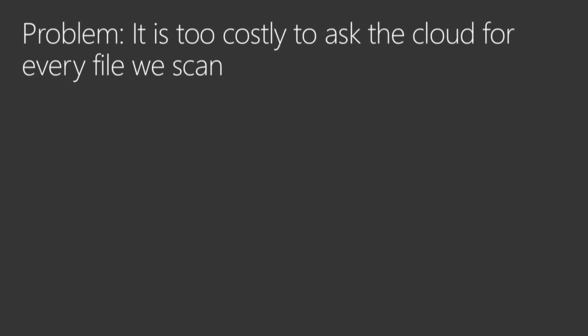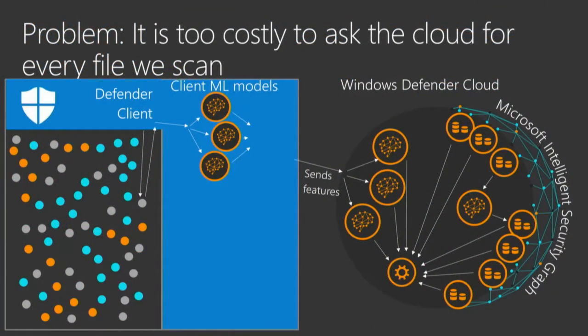OK, so the problem is it's too costly to ask the cloud for every file that we encounter. It's too much of a performance impact on our customer's machine, and it's also costly in terms of cloud load. So what we do is we've got client machine learning models. These are lighter weight machine learning models. They're optimized to run quickly and not use up too much memory or performance overhead on the customer's machine. And if these evaluate positive, in most cases we don't directly block on the client. Instead, we build a more detailed feature description of the content and send that up to the cloud for the real decision.